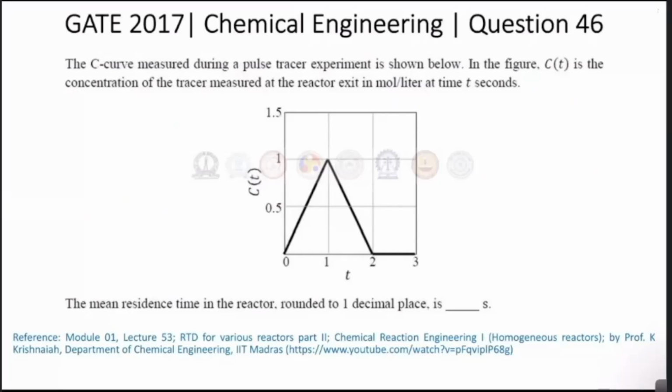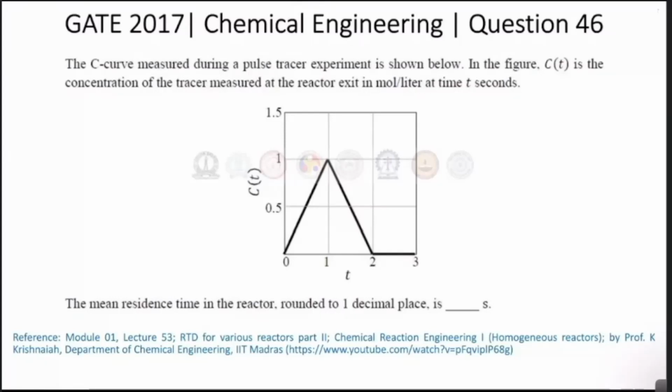This is a question from GATE 2017 from Chemical Engineering, question number 46. The C curve measured during a pulse tracer experiment is shown below. In the figure, C of T is the concentration of the tracer measured at the reactor exit in mole per liter at time T seconds. The mean residence time in the reactor rounded off to one decimal place is dash seconds.